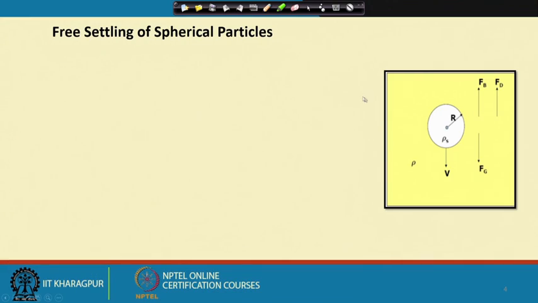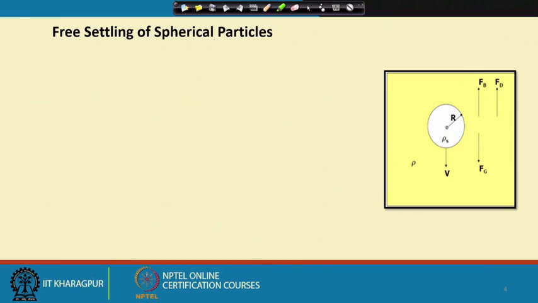So, suppose this is a particle having a radius r and density rho s. When it is trying to settle through a fluid medium, that means, if I drop a particle of radius r and density rho s into a stagnant fluid column, say a water column, then what is that downward velocity, that settling velocity, at what rate will it travel through that fluid medium? That is what we try to calculate here.